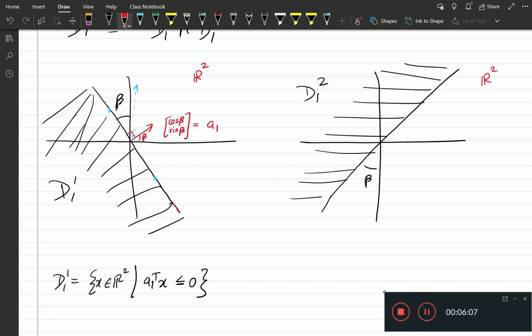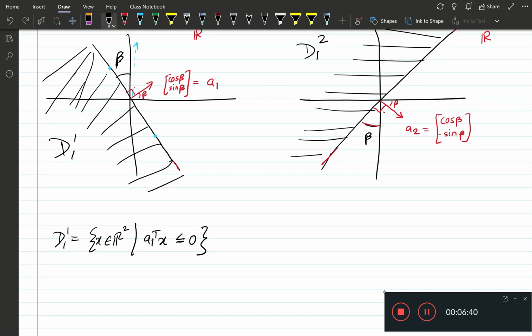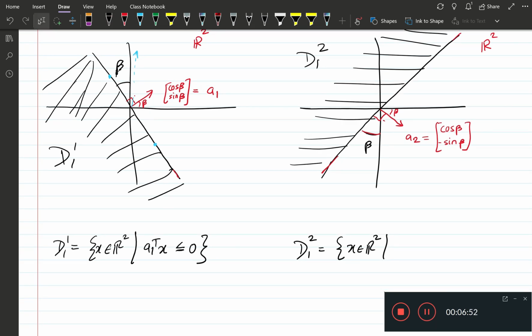Now similarly we can find a vector orthogonal to this line here, and because again this is beta and this is orthogonal, that would be 90 minus beta and that would be beta. So let's call this unit vector a2, and that would just be cos beta and minus sine beta. Now in a very similar fashion we can write down the set of all x in R2, note that we are still looking at this as R2 and not as a complex plane yet, such that the dot product with a2 is non-positive.